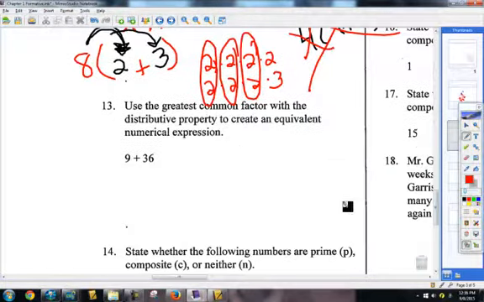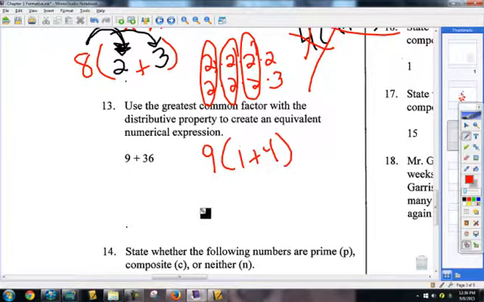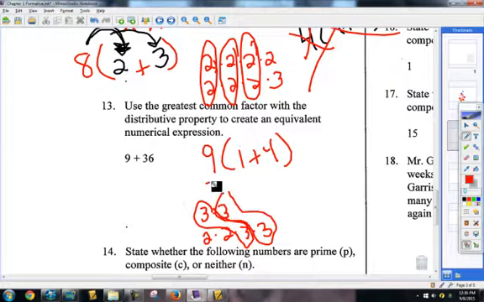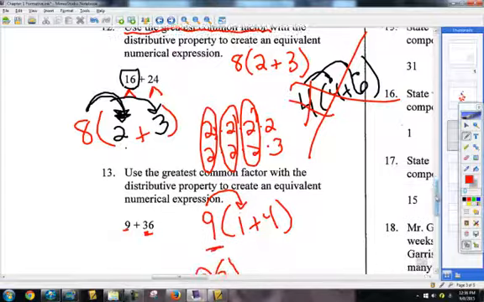Next one. It's going to be 9 parentheses 1 plus 4. Again, do your GCF, 3 times 3, and 2 times 2 times 3 times 3. I see common 3s. So my GCF is 9. 9 times 1 would get me back to 9. 9 times 4 would get me back to 36. Everybody good with that? Okay.